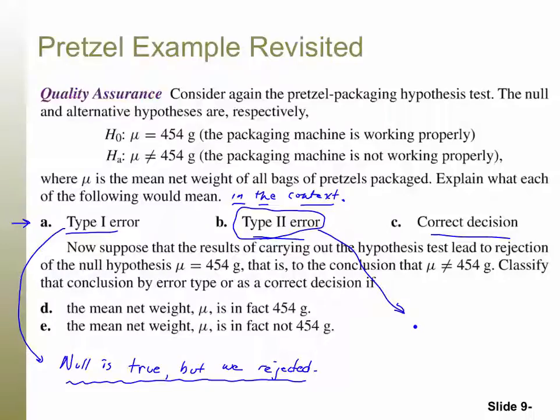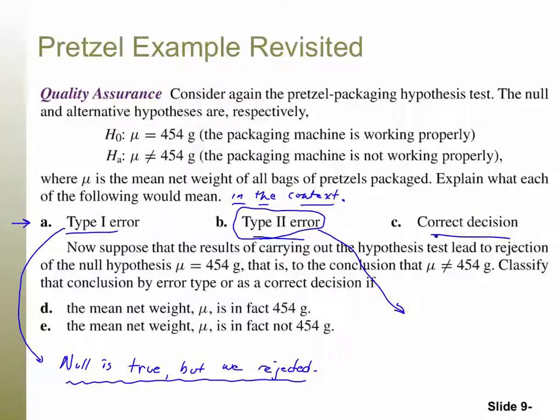So now the machine is faulty. The mean grams per bag is either too much or too little, far away from 454. But our conclusion from doing the test was that the machine's okay. It's doing its job. And that'd be a type 2 error.